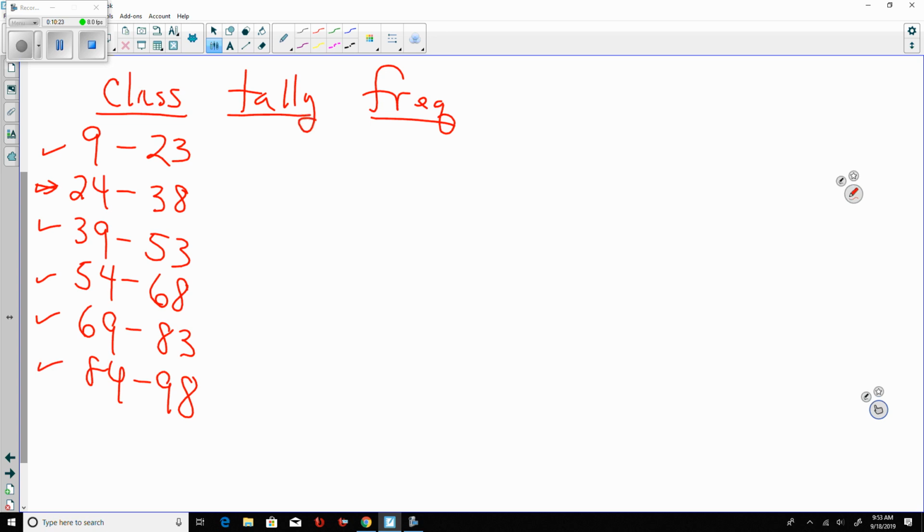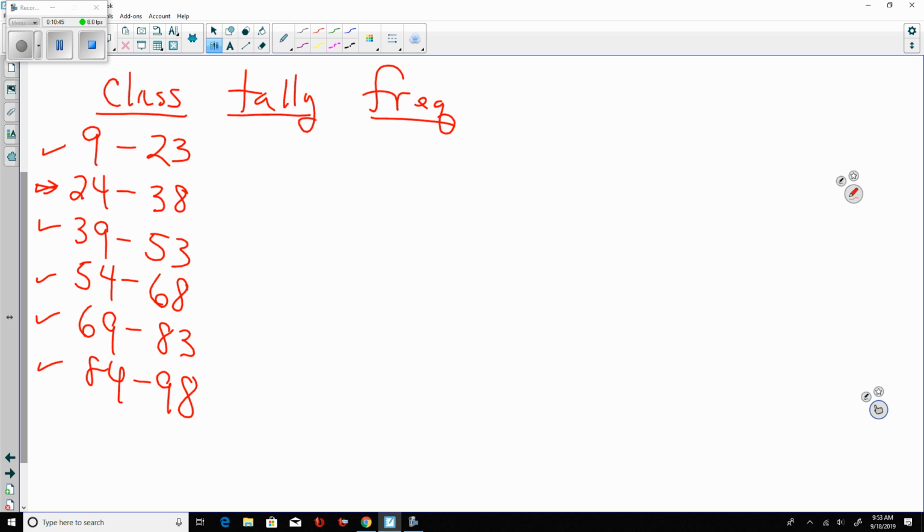You have to be very careful with the class width, because if you did 23 minus 19, do 23 minus 19 in your calculator, what does that give you? Oh, I'm sorry, 9. 23 minus 9 would give you, I did say 19, 14. So if I did 23 minus 9, you see how it gives me 14, but the class width is 15.